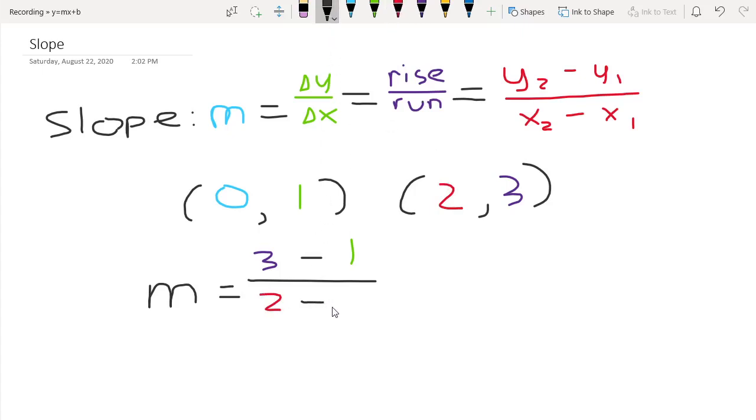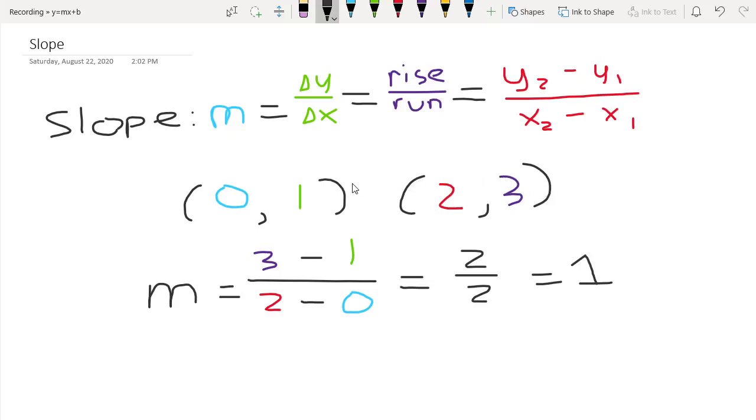And then we can go minus x1. So then we look for x1 now. So then x1 would be, you guessed it, 0. So now we can simplify that into 3 minus 1 is 2, and 2 minus 0 is also 2. So 2 divided by 2 is 1. So in this case, between these 2 points, the slope is 1. Alright, so that's a pretty easy example.